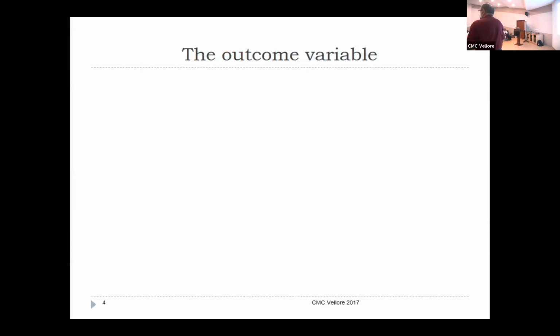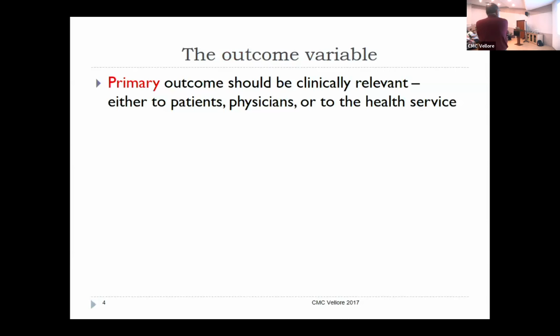But now comes the outcome variable. And so how do you choose the outcome? Well, first of all, this is not based on a statistician telling you this is the outcome. It is not based on what is the cheapest thing that I can do. It's not based on what is the most feasible one, but it's really based on what is the most clinically important, relevant thing. And now comes the question, who is it relevant to? Is it relevant to the physician?